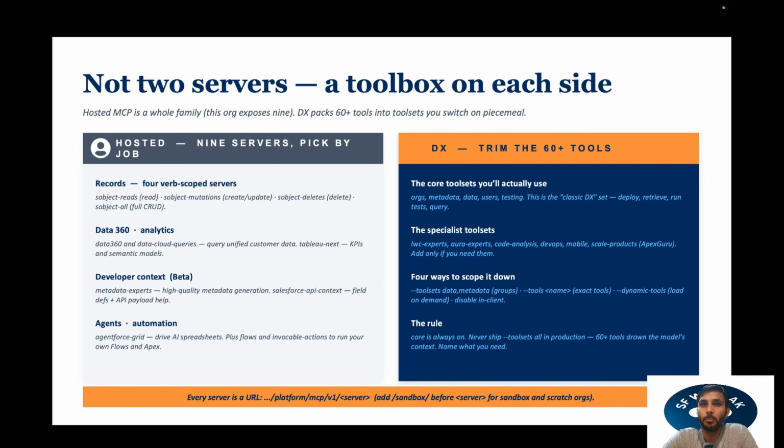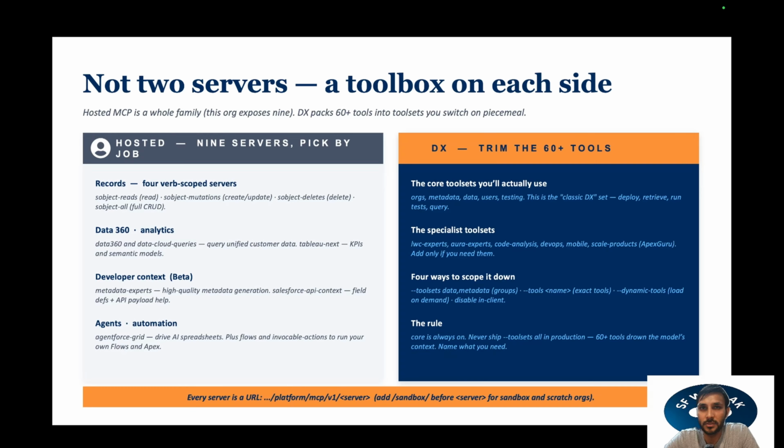Let me actually show you both toolboxes because this is where it gets practical. Left side, hosted. This is the menu and it's a real menu. In my org, right now, there are 9 of these servers, and the number depends on what you have switched on. Let me group them so they make sense.